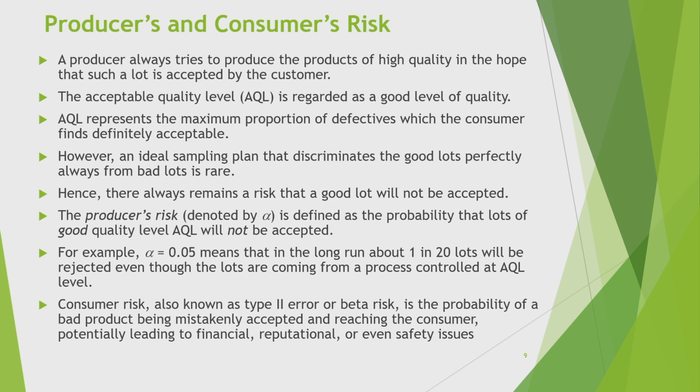The producer's risk, which we denote by alpha, is defined as the probability that lots of good quality level AQL will not be accepted. That means even though it was of good quality, it will not be accepted, that means it got rejected. For example, alpha equal to 0.05 means that in the long run about 1 in 20 lots will be rejected, even though the lots are coming from a process controlled at the AQL level.